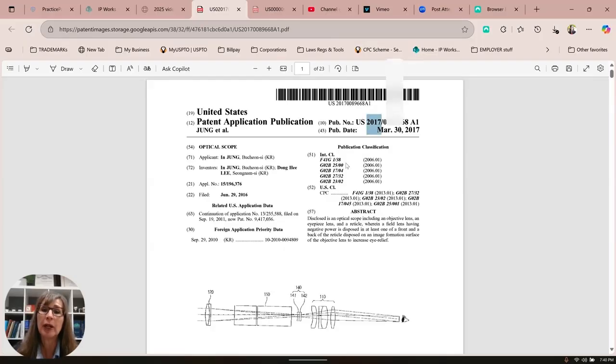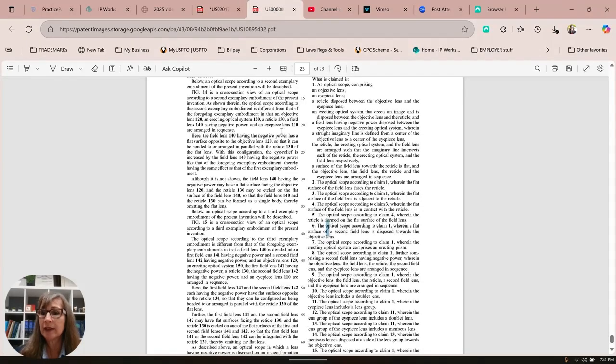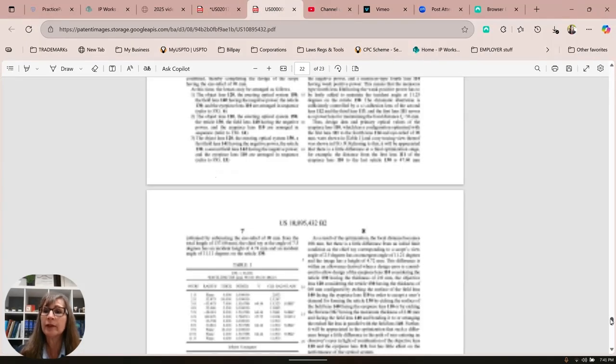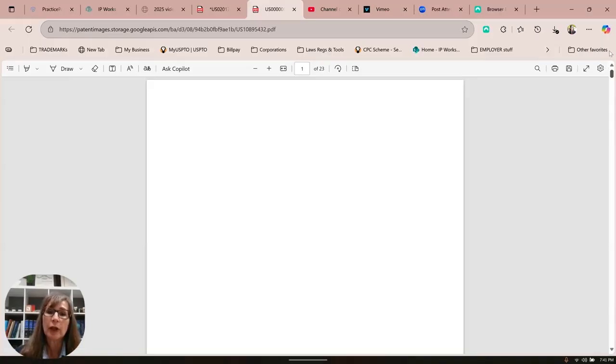First of all, you'll see pub number and pub date. The important thing to know about the number is that it starts with a country code and then a year. If you see a year, then you'll know that it is a patent application, because granted patents do not start with a year. All right, so here is this published application for a scope, and then if I go over here, this is the granted patent from that application. So you'll see the difference.